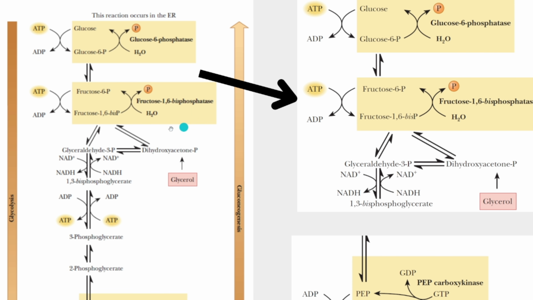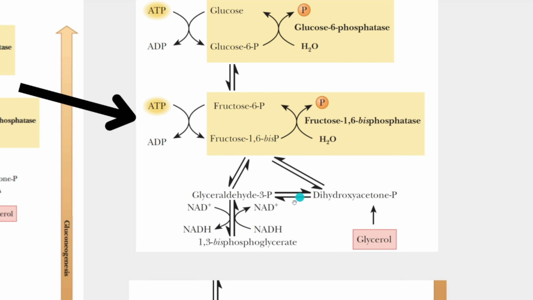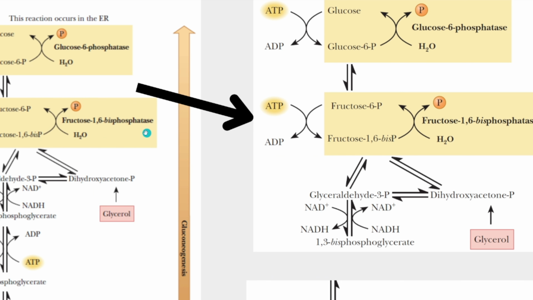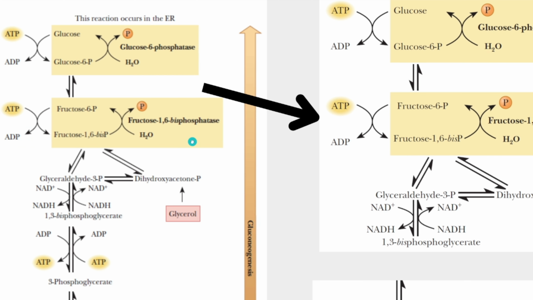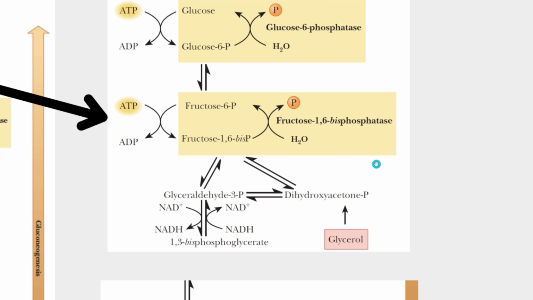I think it's the next reaction of gluconeogenesis. What is happening here? In this reaction, you need to dephosphorylate fructose 1,6-bisphosphate into fructose 6-phosphate. This is a dephosphorylation reaction. In general, you need to use an enzyme, and the enzyme is called fructose 1,6-bisphosphatase.